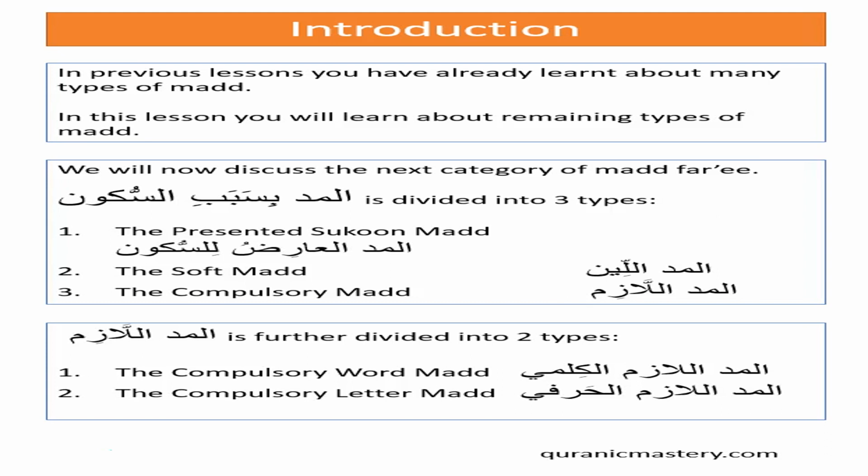Before we go into the different types of med, the med bisabab al-sukun is divided into 3 types. The 3 types are al-maddul aridu lis-sukun, the second one is al-maddul lin, and the third one is al-maddul lazim. Now, al-maddul lazim is further divided into 2 types: al-maddul lazim al-kilmi and al-maddul lazim al-harfi. So the compulsory word med, kilmi, is word med, and the compulsory letter med, harfi, is letter med.